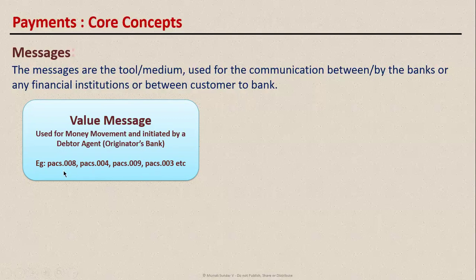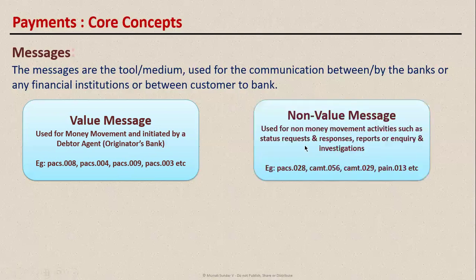So each message type has a specific meaning, but in general, if Axis receives any of these messages, it means they have to make a money transfer. Either it has to be debited or credited, based on the message type. So value messages are used for money movement, whereas we have another category, which is non-value messages.